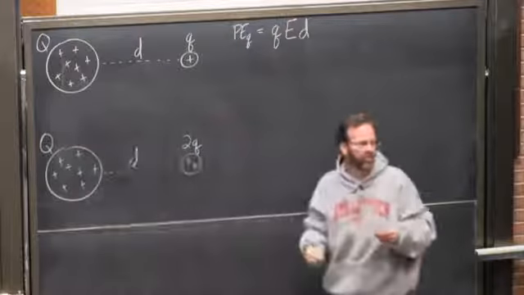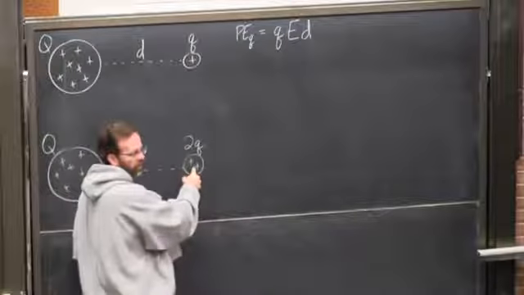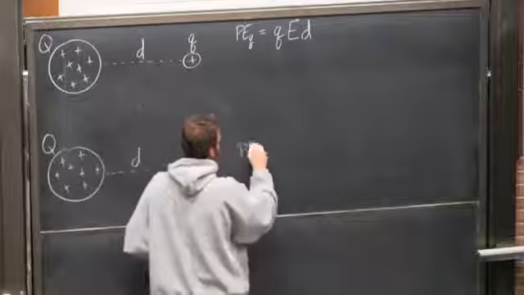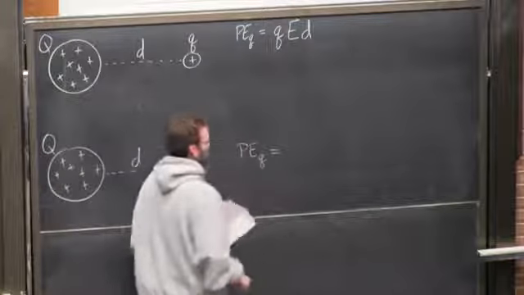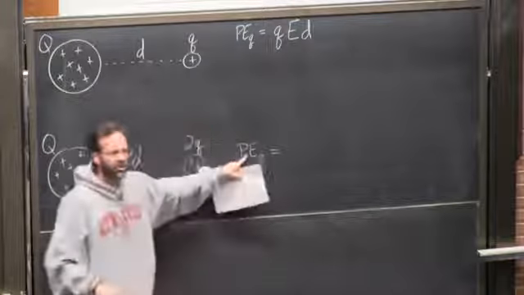Let's look at the energy of this one. Let's say you have two protons over here now. So the electric potential energy of that is still the charge, but this is 2Q, electric field D. So it's twice that.